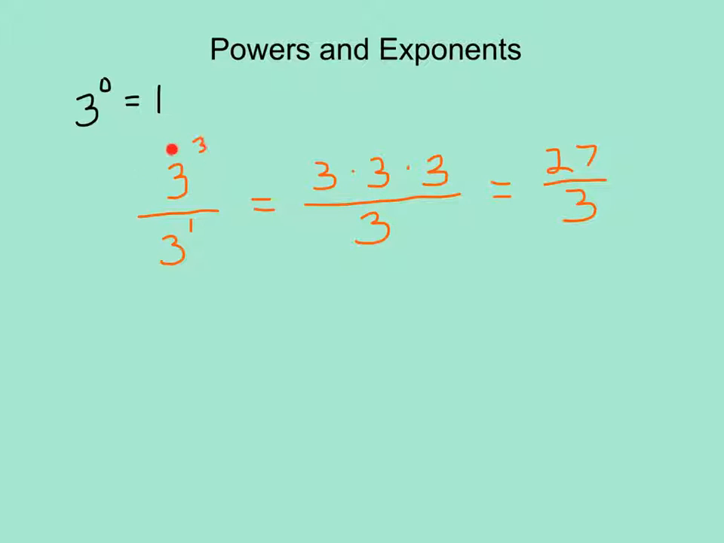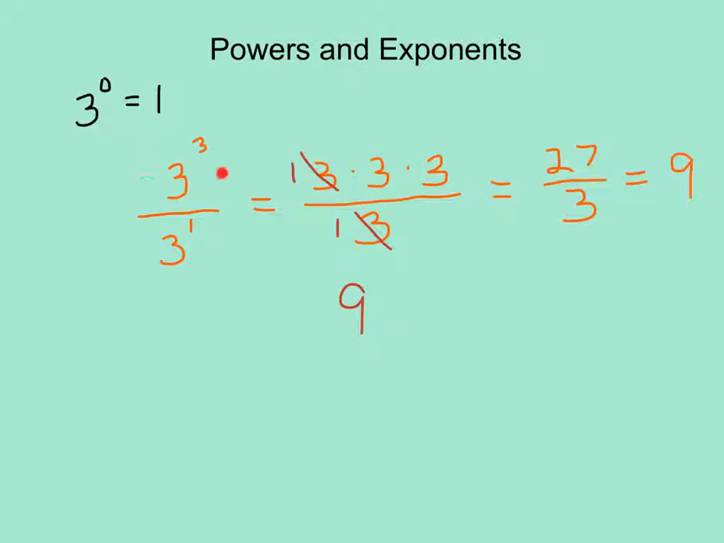Now 3 to the third power written out would look like this, 3 times 3 times 3, divided by 3 to the first power would look like this. Okay, and that would end up equaling 27 divided by 3. And we know that that would equal 9. Now another way to solve this would be to simplify first. So I could simplify those right there. And if I do that now, I'm left with 3 times 3, which equals 9.